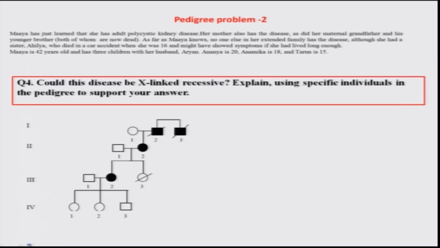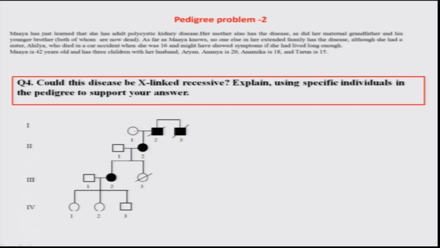Now, let us look into question number 4. Could this disease be X-linked recessive? Explain using specific individuals in the pedigree to support your answer. What are the rules, if it is an X-linked disorder, for how the pedigree should look? Now, if you see, it is coming from 1, 2, that is male, to female, well taken, and maybe one is a carrier.